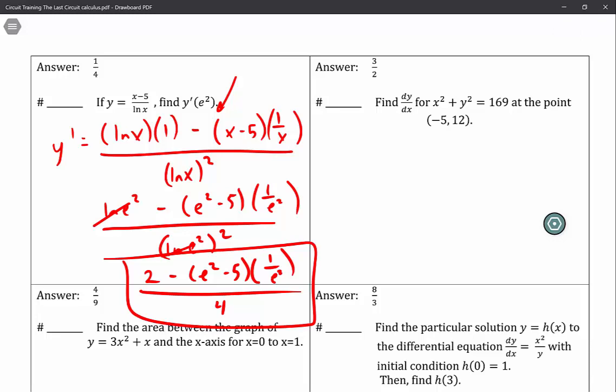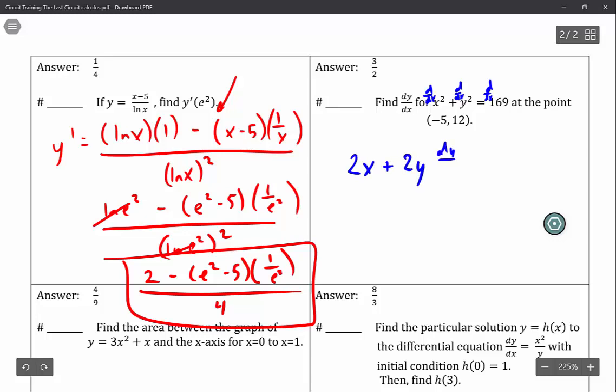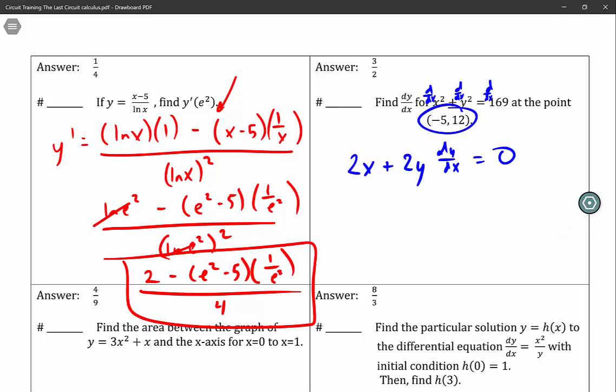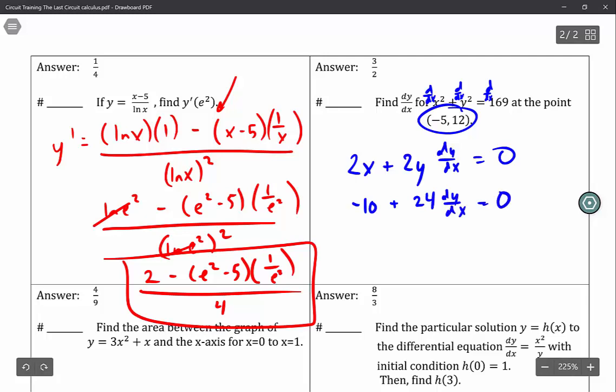Find dy dx. So again, you have to do this by hand. So d dx, d dx, d dx, but I'm going to show how we can check it on our calculator. So 2x plus 2y dy dx equals 0. And we can solve for dy dx isolated, but anytime we're plugging in, I just plug in immediately. So it says 2 times negative 5 is negative 10, plus 2 times 12 is 24, dy dx equals 0. Add the 10 over, divide by 24, and we get 10 over 24, or 5 over 12.